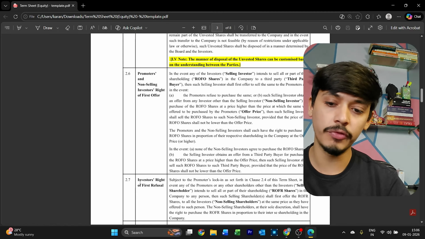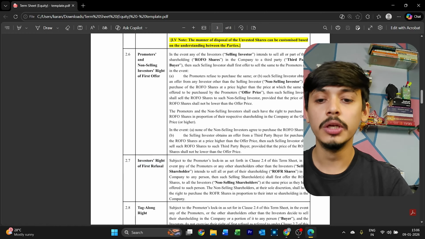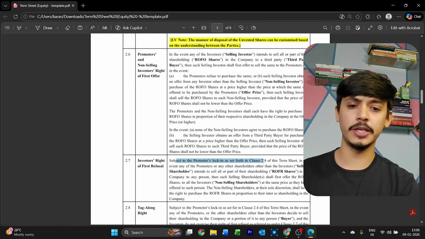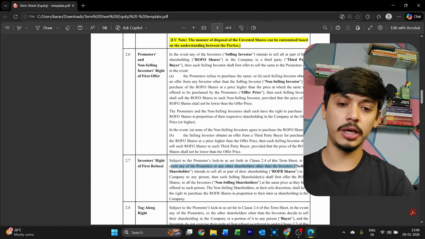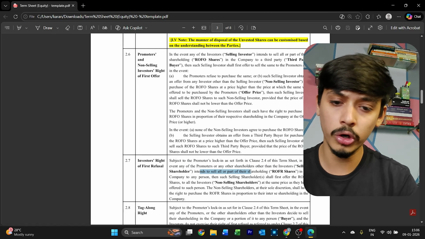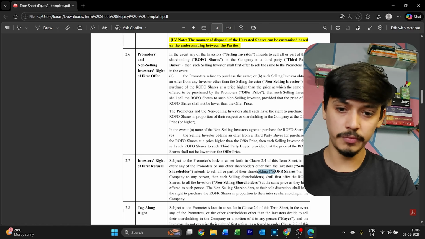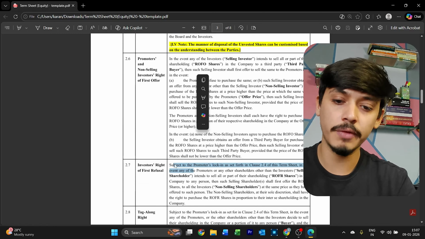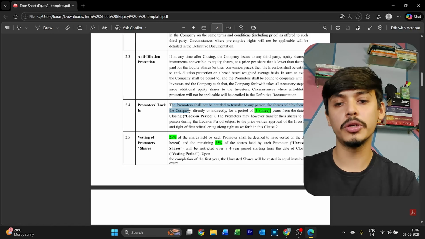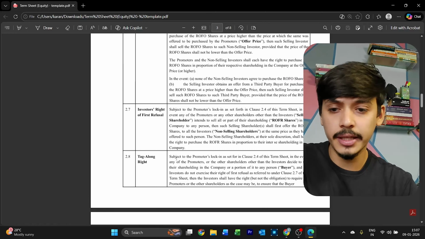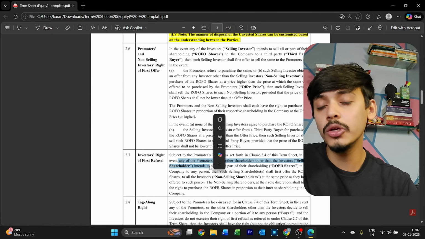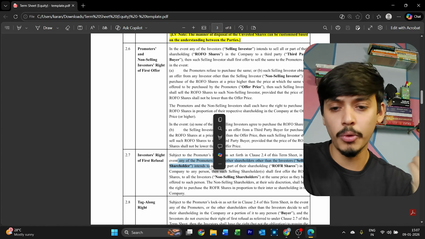The investor right of first refusal is clause 2.7. So subject to promoters lock-in as set forth in clause 2.4 of this term sheet, in the event of promoters or any shareholders other than the investor intending to sell all or part of their shareholding, the right of first refusal in the company, clause number 2.7, mentions over here that if the promoters or any other outside shareholder want to sell their shares, the investors that are there in the company have the right to buy all those shares at the same price that is offered to other investors.